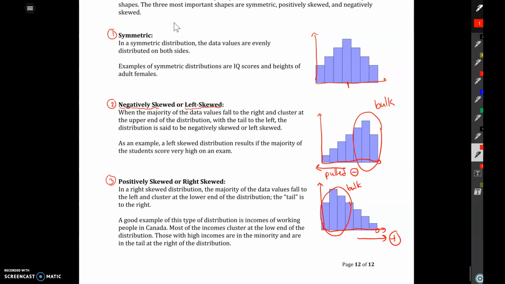So we're going to see this terminology, symmetric, negatively skewed, positively skewed, come up again, especially as we talk about central tendency, because we're going to see outliers start pulling different measures of central tendency. And so we have to make choices of which statistics we use based on the symmetry or skewness of our data set.